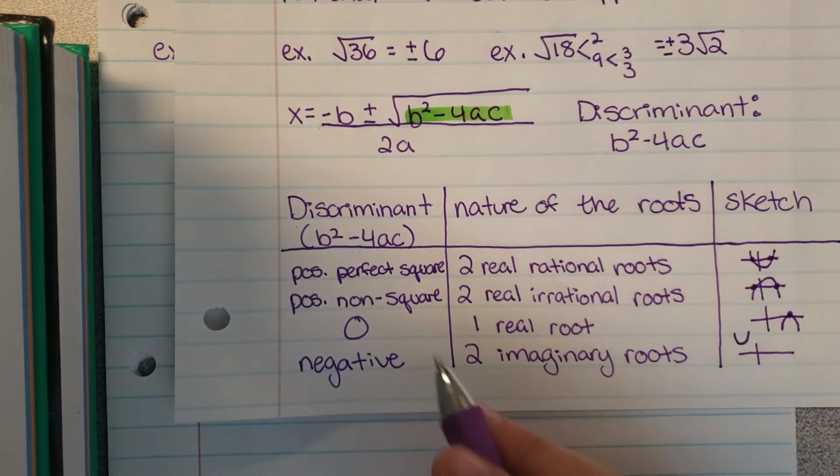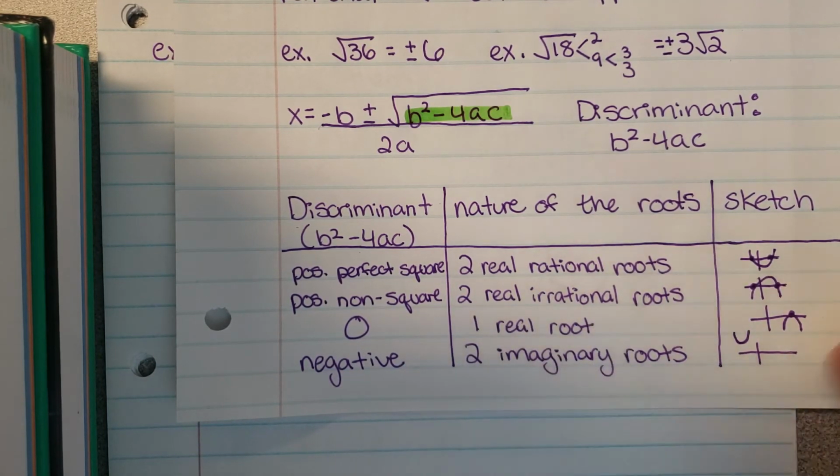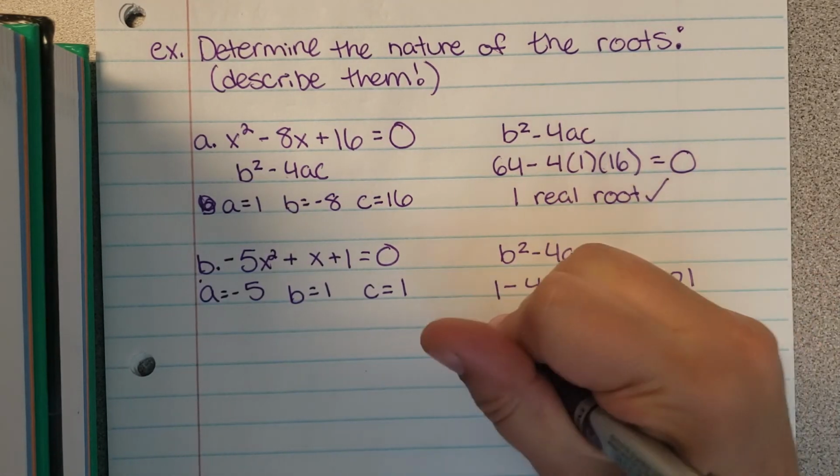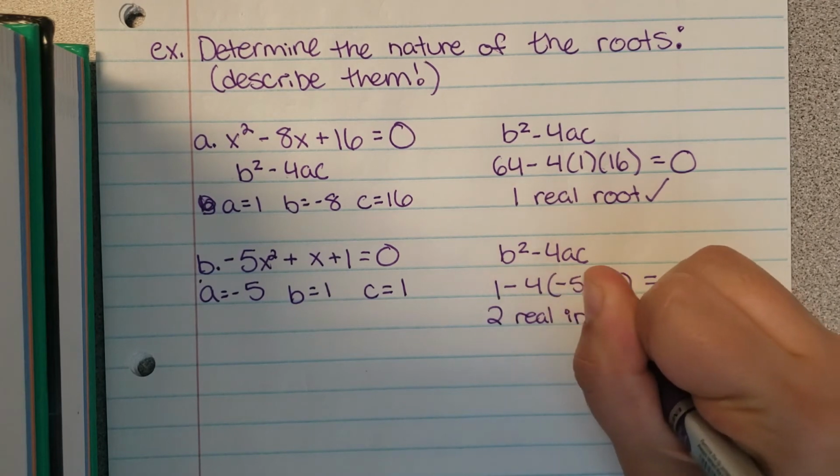What does that tell us? Well, is it a positive perfect square or is it a non-square? 21 is not a perfect square, so that tells us that we have two real irrational roots. That's important. Two real irrational roots.